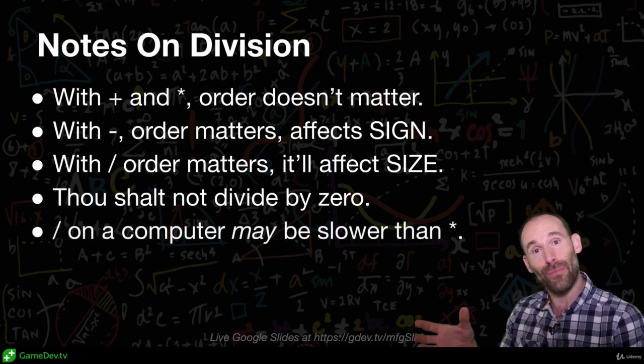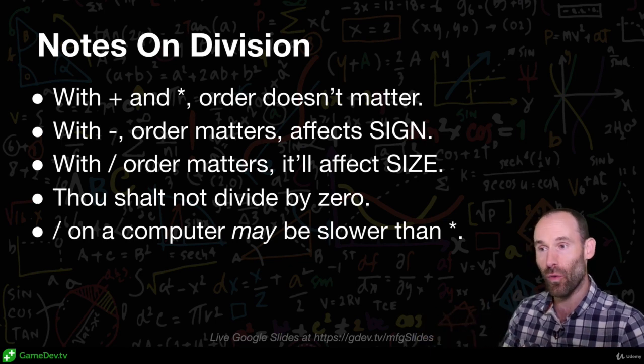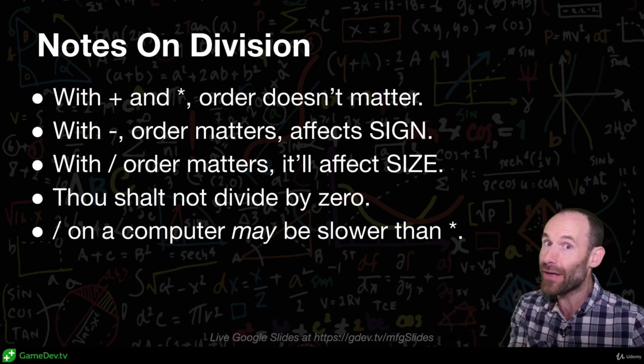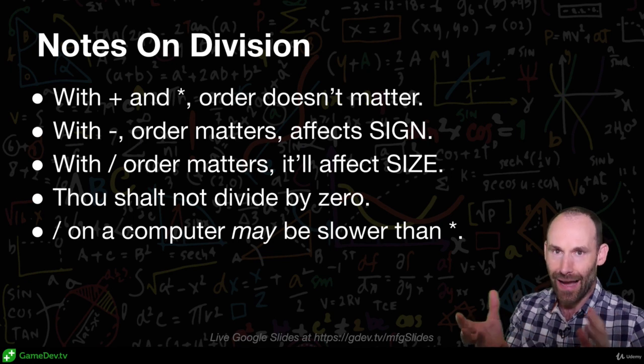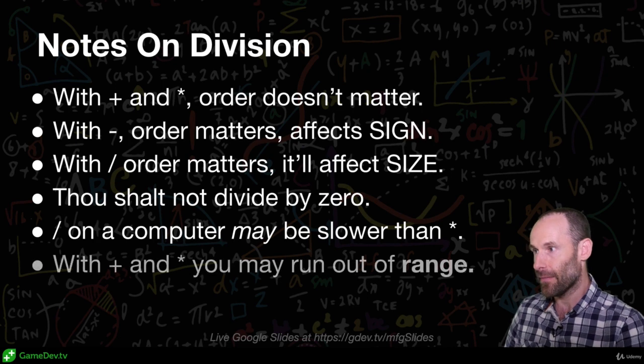And know that on some computer systems, a divide might be slower than a multiply, but it actually depends on your hardware. So it's worth looking that up and knowing where you are, whether you should be dividing or multiplying. So for example, if you want to halve something, you could multiply by 0.5, or you could divide by 2. And if speed matters to you, just look up and find out which your system is faster at.